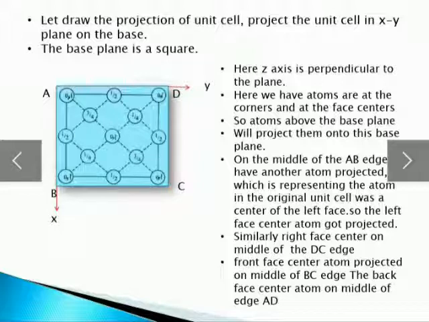On the middle of the AB edge we have another atom projected, which represents the atom in the original unit cell at the center of the left face. So the left face center atom got projected. Similarly, the right face center is projected on the middle of the DC edge, the front face center atom on the middle of the BC edge, and the back face center atom on the middle of edge AD.